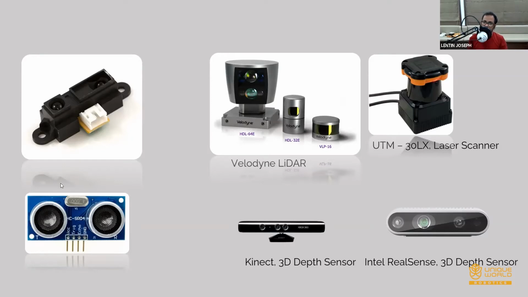Okay, so these are some of the sensors, and the basic sensors for obstacle detection are the ultrasonic distance sensor, then the IR sensor. Okay, so these are the sensors that we are using.